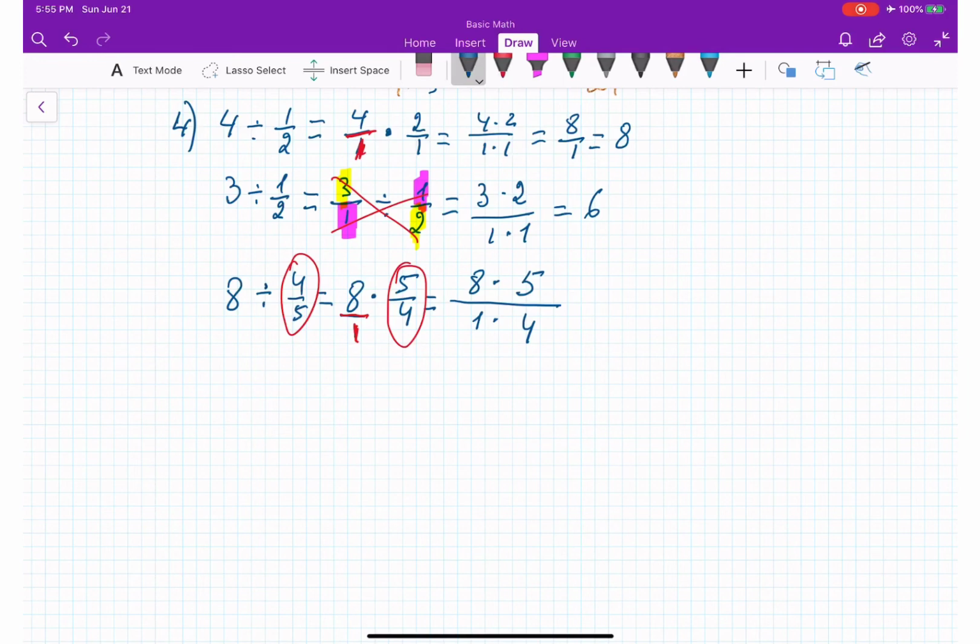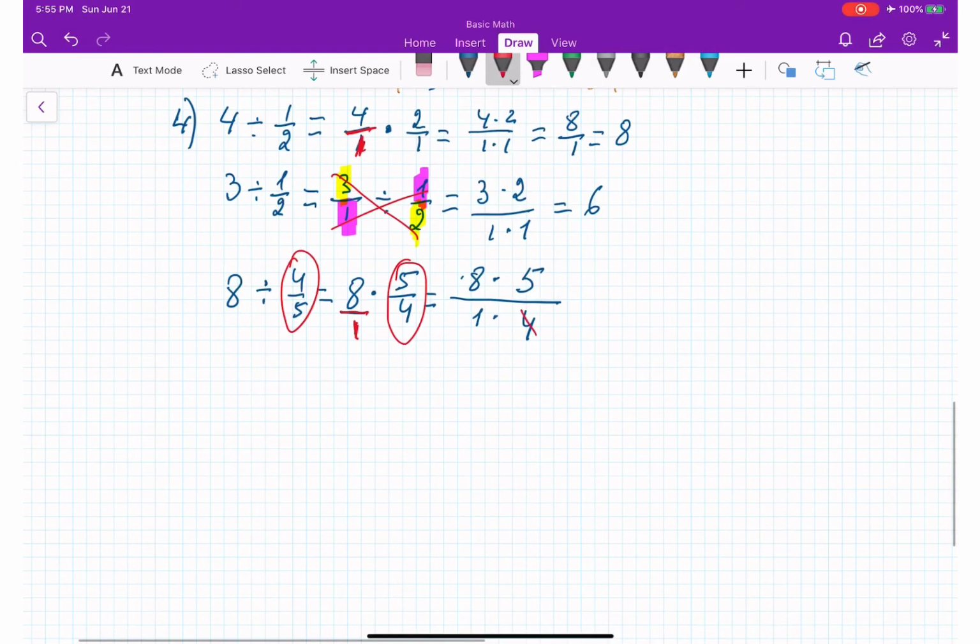Okay. So this is going to be 8 and 4. I can reduce by 4. So this is 4 divided by 4 is 1. 8 divided by 4 is 2. So the result is 2 times 5 over 1. It's going to be 10.